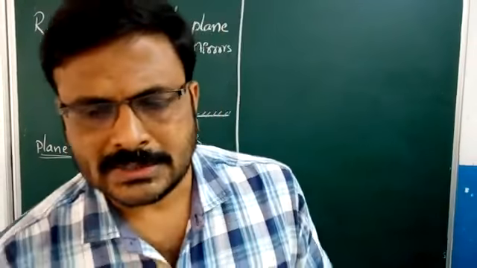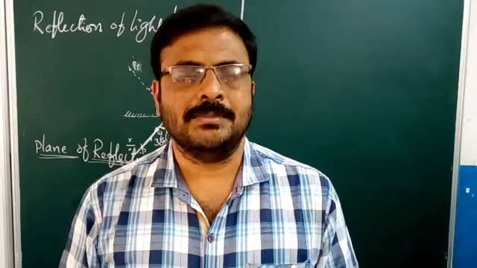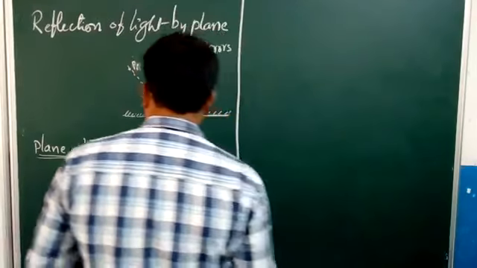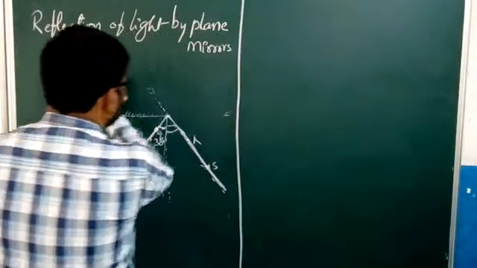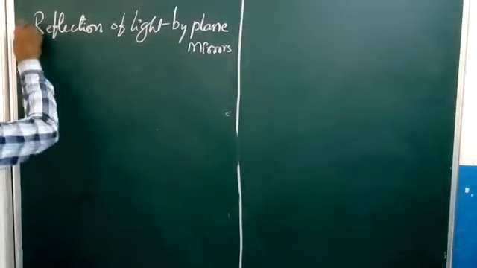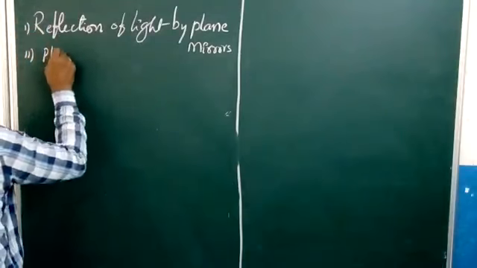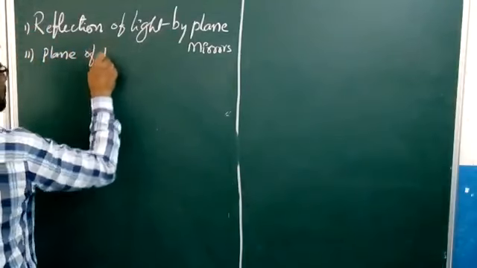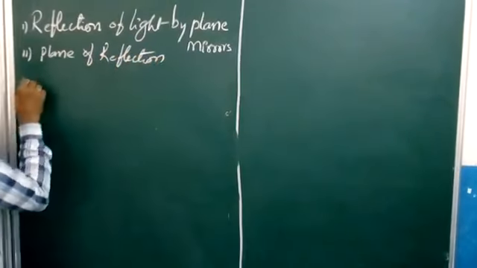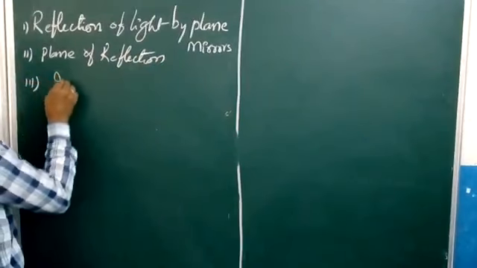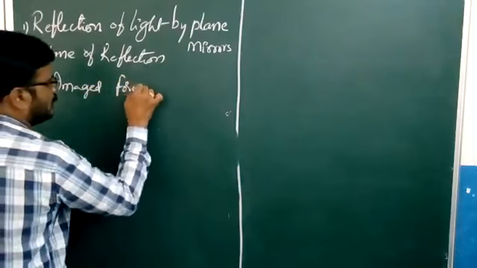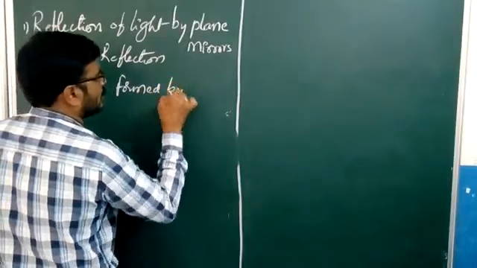Coming to how this mirror forms the image of a pin or any other object, let us take an example. So our second concept, plane of reflection, is completed, and coming to the third concept, image formed by a plane mirror.